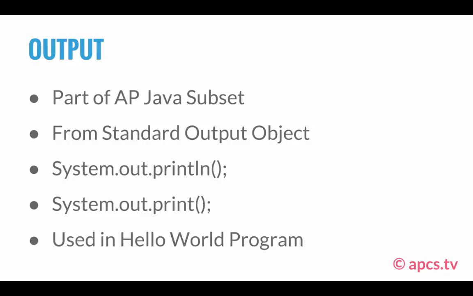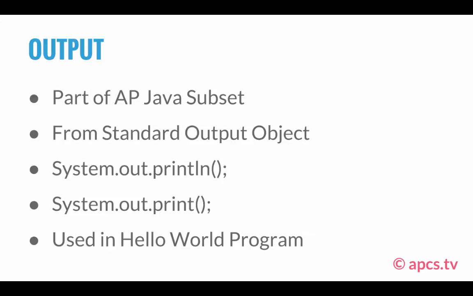So now let's look at output. Unlike input, output is actually part of the APCS Java subset, so this will be tested on your exam. And there are a lot of differences between the two. You get your output capabilities from the standard output object, which is a different topic in and of itself, so just remember that, and you do not need to import it, it's built in. And the two main methods of the standard output object that the APCS tests are System.out.println and System.out.print.